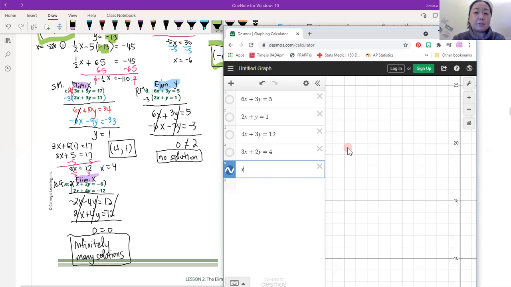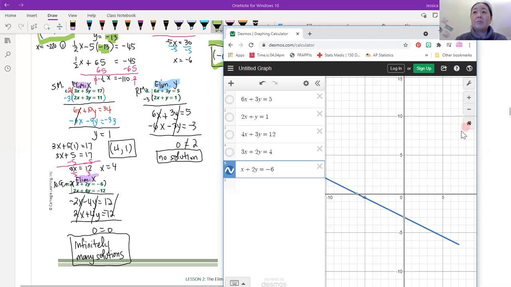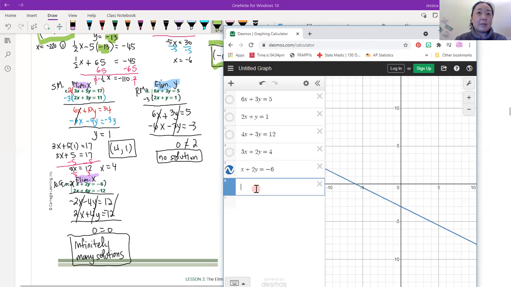So what in the world does that look like? So we've got x plus 2y is equal to -6. Okay, let me go back. Okay, so that's what that looks like. So now let's try the next equation. 2x plus 4y is equal to -12. And if you notice, they're the exact same line, right? Green, blue, same thing, exact same line. They're like one on top of the other, right?